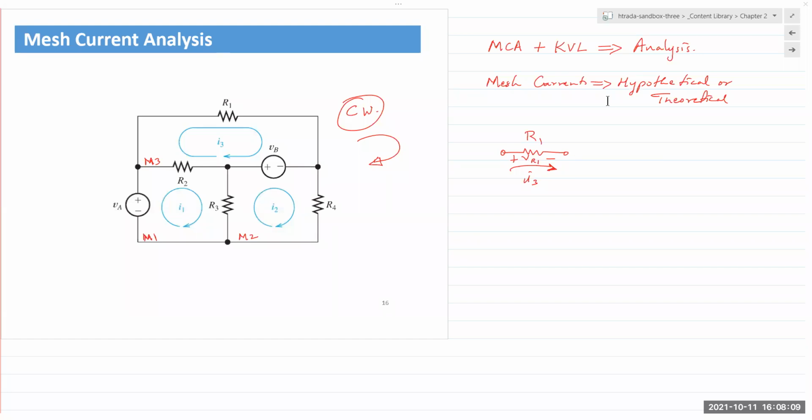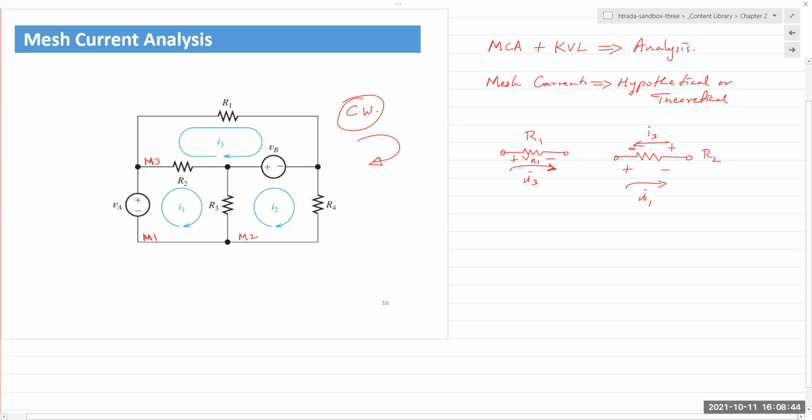But then if we take a look at R2, R2 actually has 2 currents, right? I1 going in this direction. Actually, let's move R2 out here. And then I3 flowing in this direction. So if we follow the hypothetical assumptions of 2 currents flowing in there, they should cause 2 voltage drops, plus minus this way and plus minus this way.